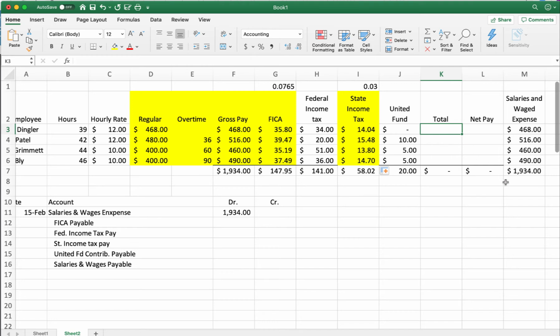All right. So now what I need to do is calculate what the total withholdings are. Well, for the total withholdings, I'm going to click my sum button and I'm going to select G3, which is my FICA. I'm going to include my federal income tax, I'm going to include state income tax, and I'm going to include United Fund contribution. Enter. All it did was add up all of my total withholdings.